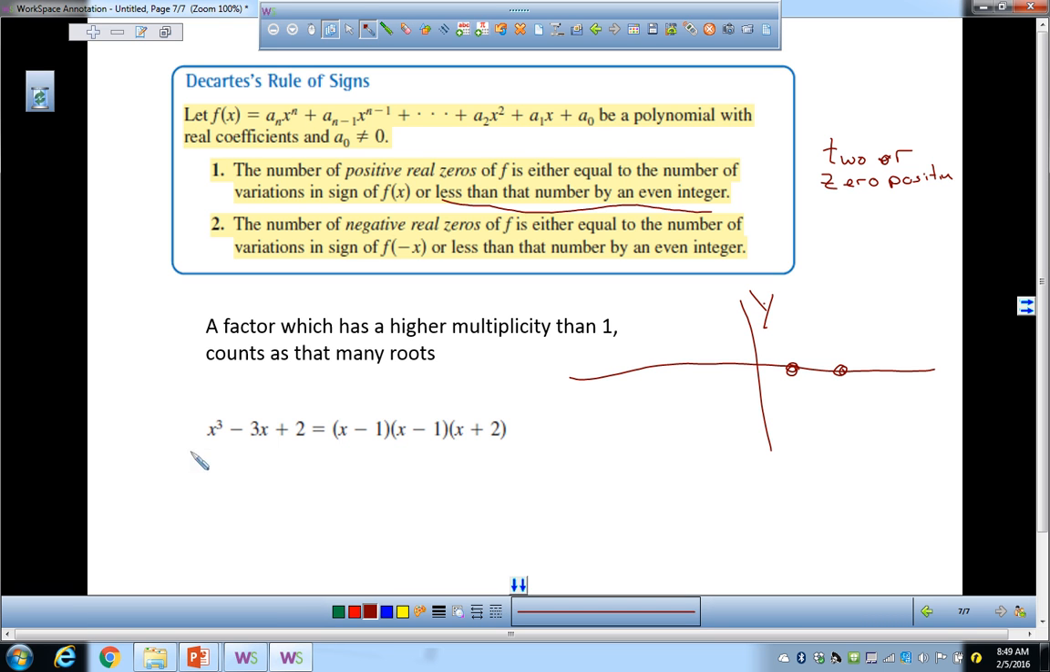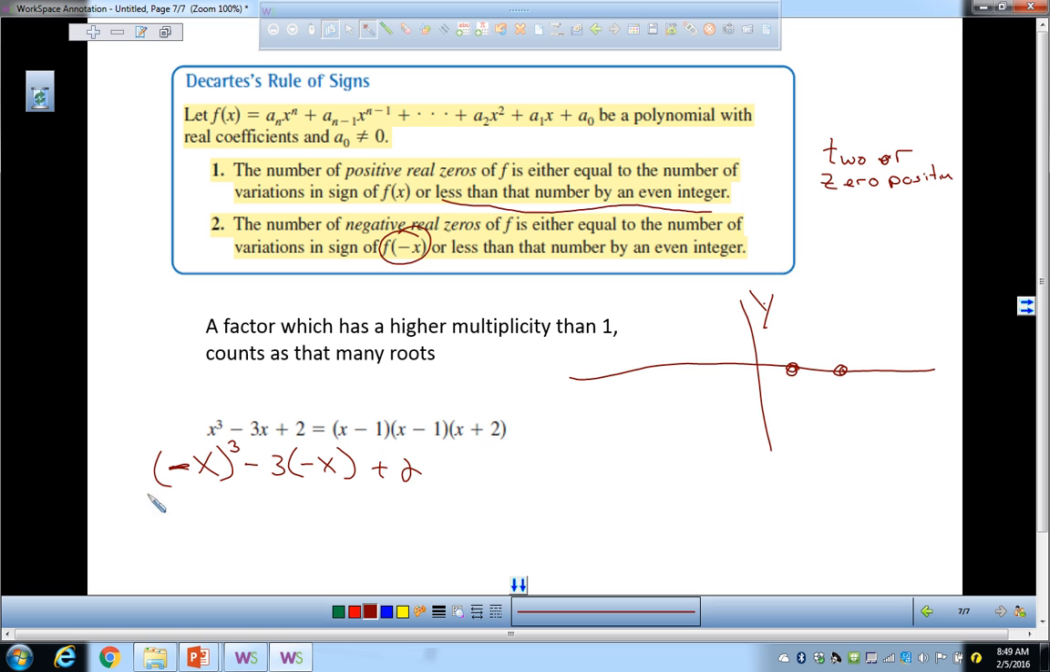All I'm going to ask you on a test is not to find them. I'm going to say, how many possible positive real zeros do I have, and how many possible negative real zeros? The next part involves taking negative x and plugging it in everywhere I see an x. You have to be really careful with your order of operations. I plug negative x in there, and the 2 stays the same.